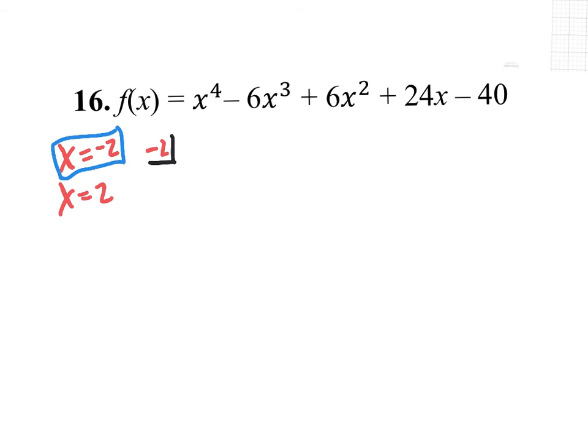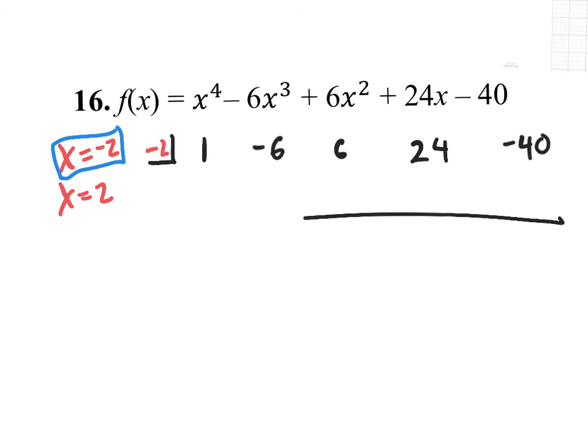Even though I don't need to verify, what I'm really doing is plugging it in so I could get a depressed polynomial, okay? So the leading coefficient of x to the 4th is 1, -6 on the x to the 3rd, +6 on the x squared, 24 on the x. It's an ugly 24. 24 on the x, and a -40 as the constant.